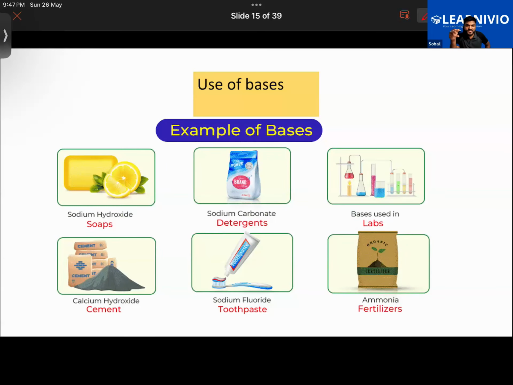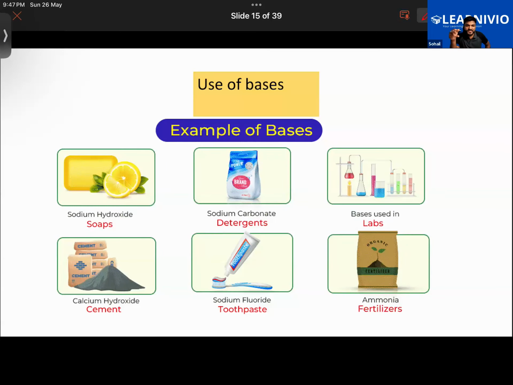And the common salt that we consume at home, the table salt, that is also sodium chloride. H2O is simply water. So in this reaction, what happens? The product that is formed, the main product, is a salt. So salt is neither acidic nor basic.